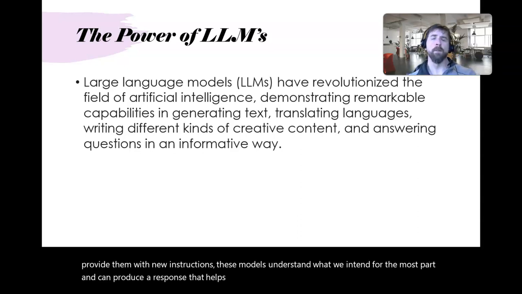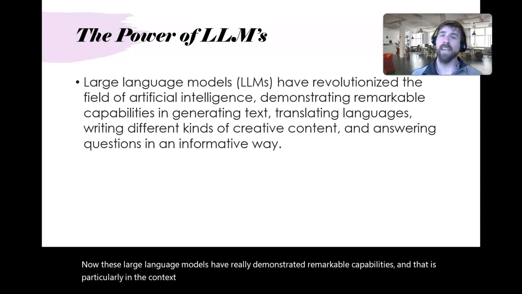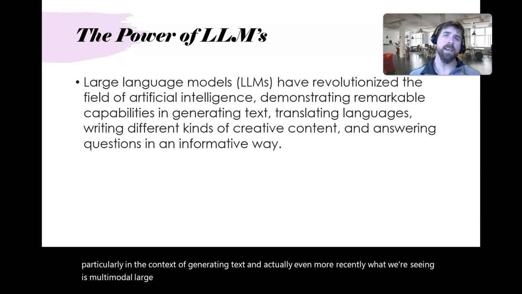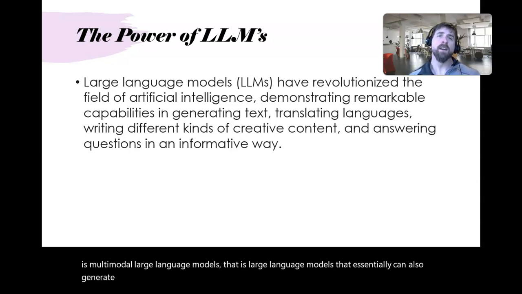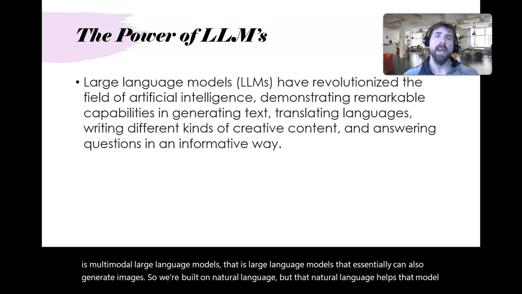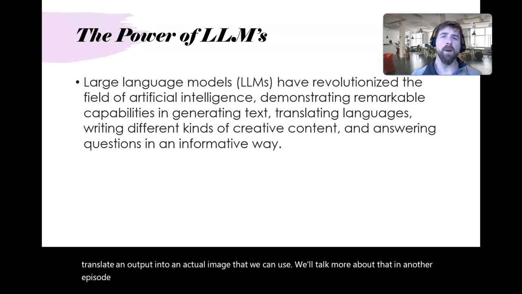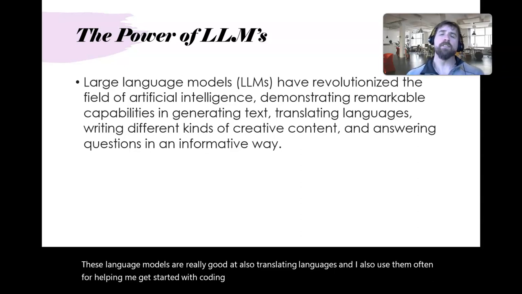Now, these large language models have really demonstrated remarkable capabilities, particularly in the context of generating text. And even more recently, what we're seeing is multimodal large language models. That is, large language models that essentially can also generate images. So they're built on natural language, but that natural language helps the model translate an output into an actual image that we can use. We'll talk more about that in another episode, but these language models are really good at also translating languages, and I also use them often for helping me get started with coding projects. Again, think of ChatGPT, for example.